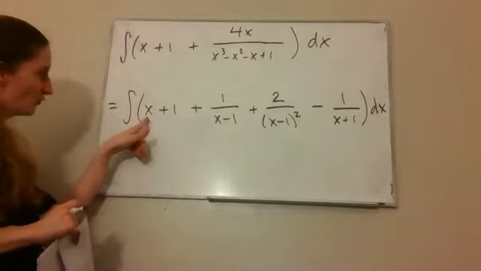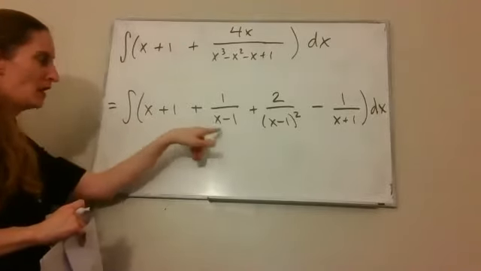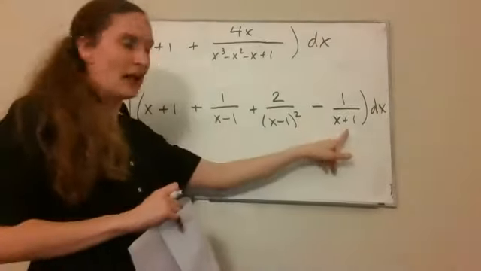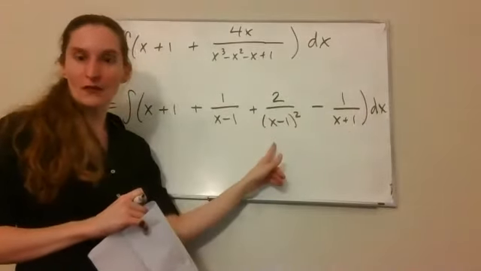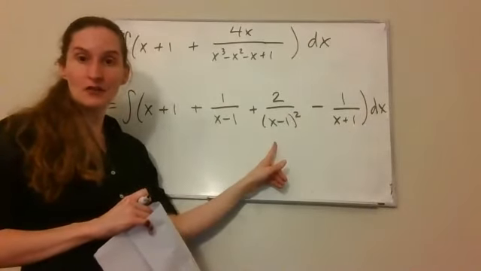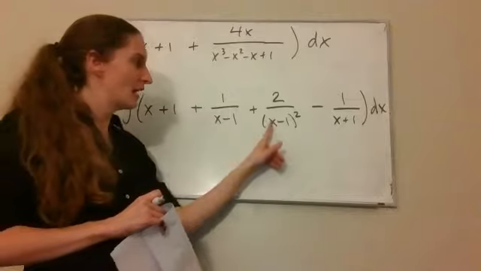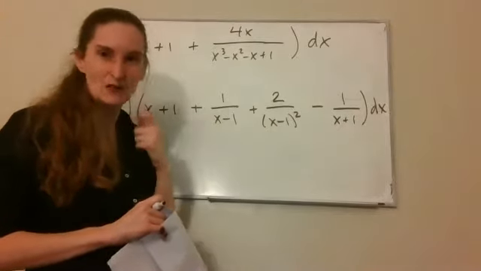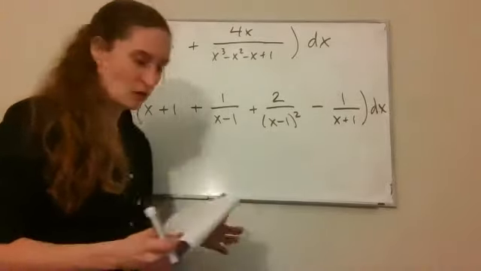This guy's a power rule, that's a constant rule, that's a natural log. The last one's a natural log. Be careful with the one in the middle. This one's not a natural log. You can rewrite it as an x minus 1 to the -2 power. Do a little u sub if you need to.